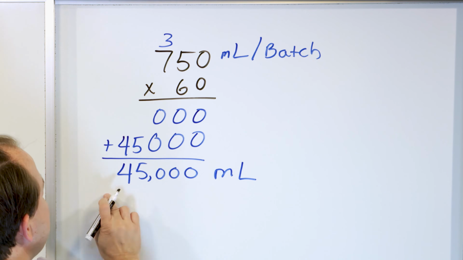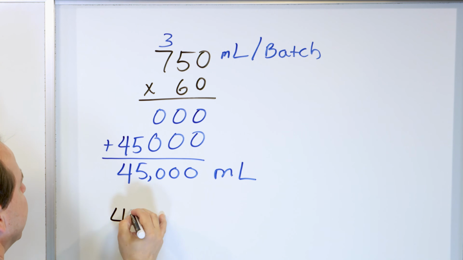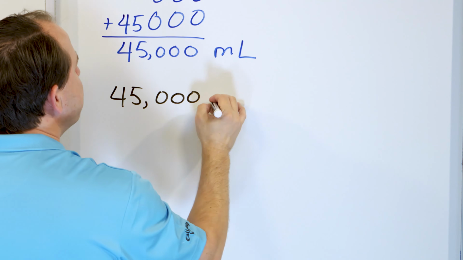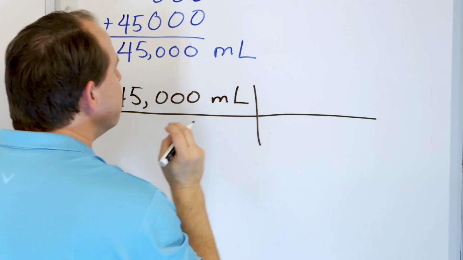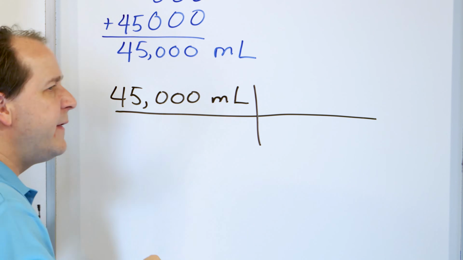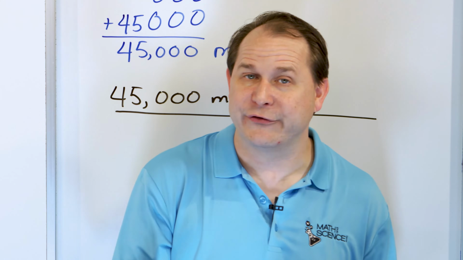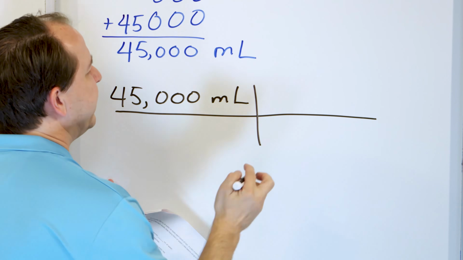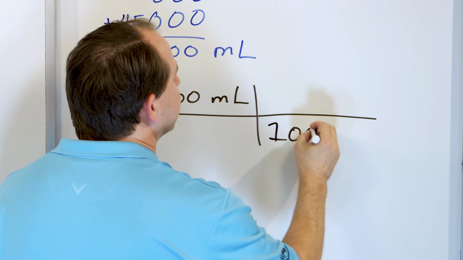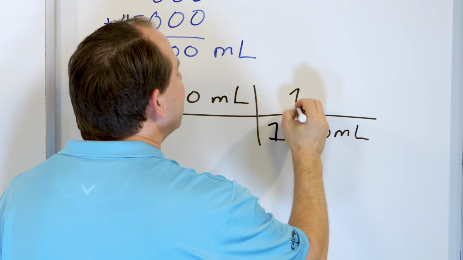So the way you do it is you write down what you're given, 45,000 milliliters. Now we learned before, how many milliliters are in a liter? There are 1,000 milliliters in a liter, right? So we have to write a little conversion factor here. So there are 1,000 milliliters in every 1 liter.